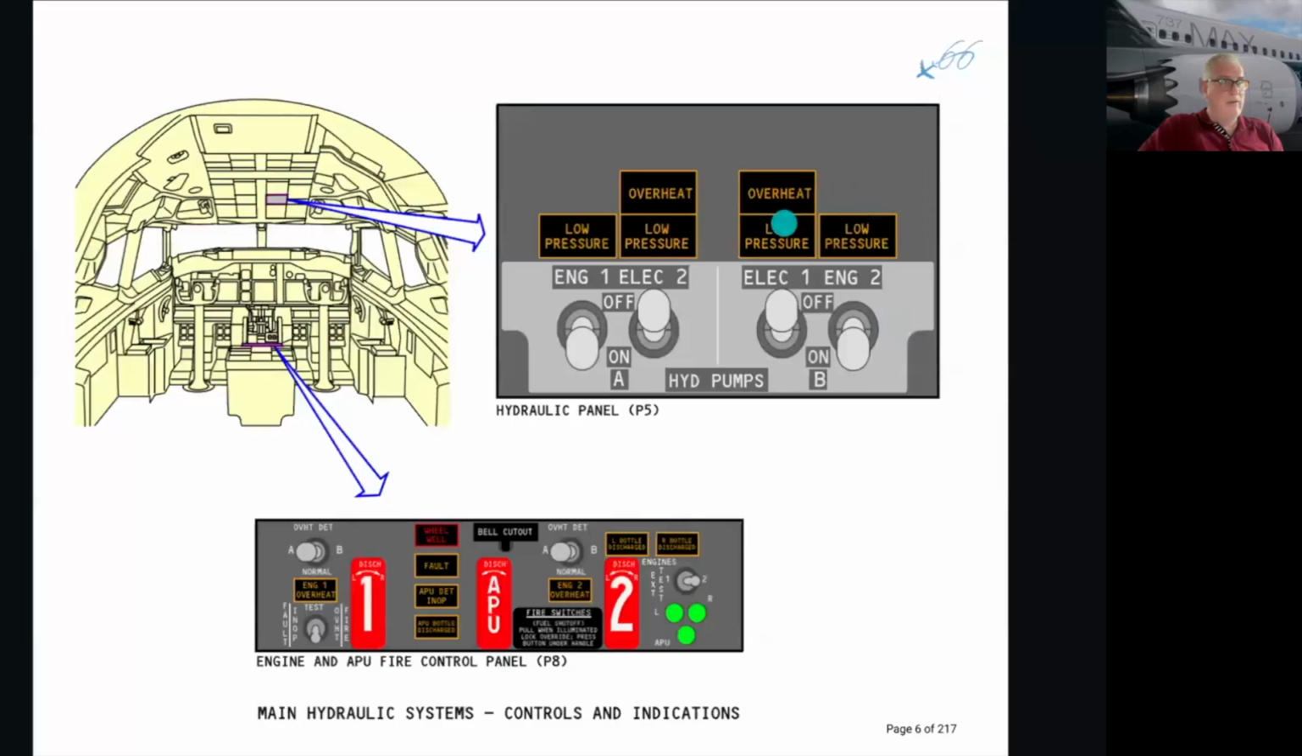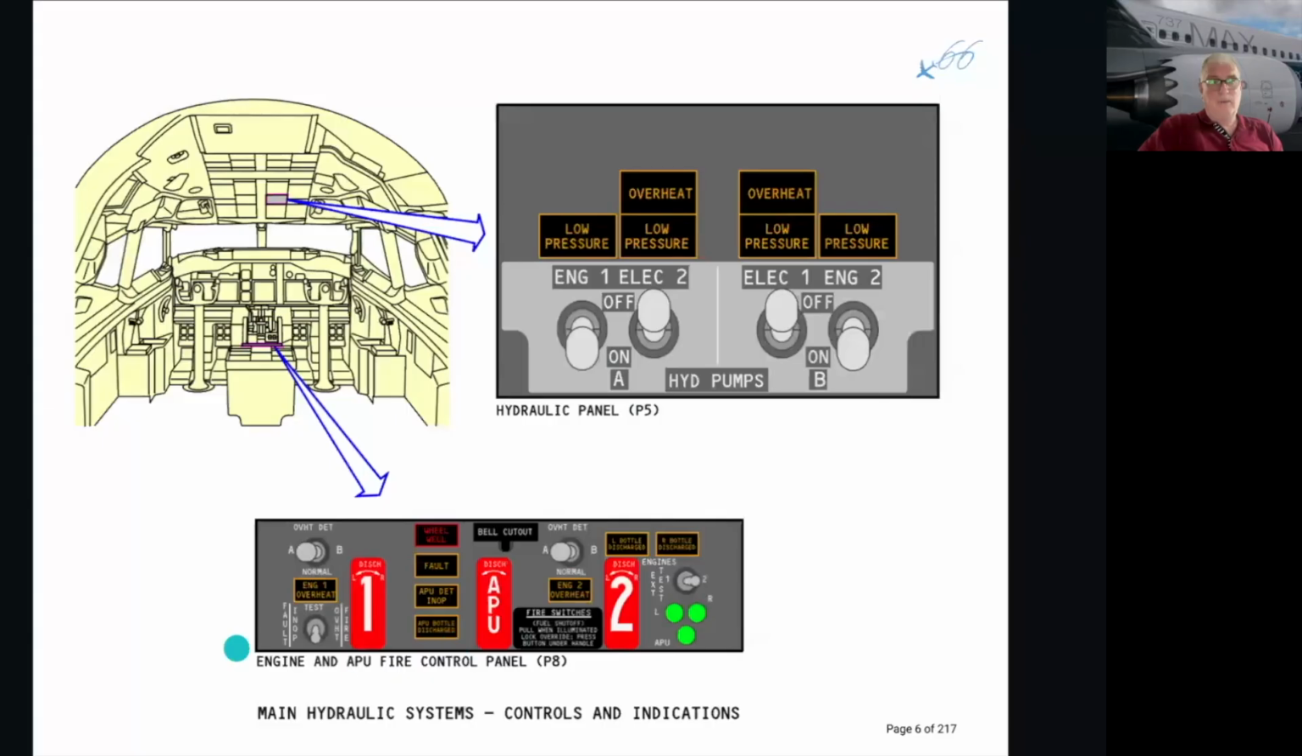For system B, we have this side. We have an overheat for the electric pumps. There's no overheat for the engine pumps because they're attached to the engine. They're in a very cold area. They're not supposed to overheat. But all four pumps have an amber indication for low pressure because that is an issue.